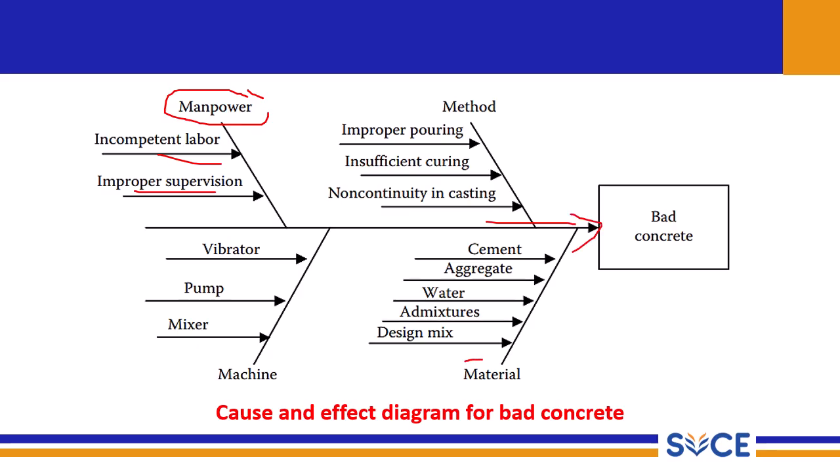In material, cement, aggregate, water, and design mix all have to be properly given. For machines, the vibrator, pump, and mixer have to be properly used as per guidelines. For method, improper curing, improper pouring, and non-continuity in casting will all lead to bad concrete. So this is one example of a cause and effect diagram for bad concrete. If this happens, then that will happen. That is why it is cause and effect.